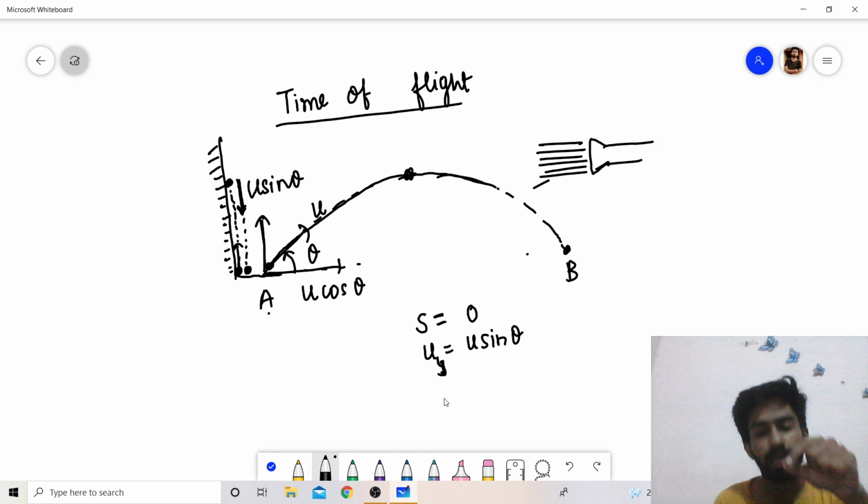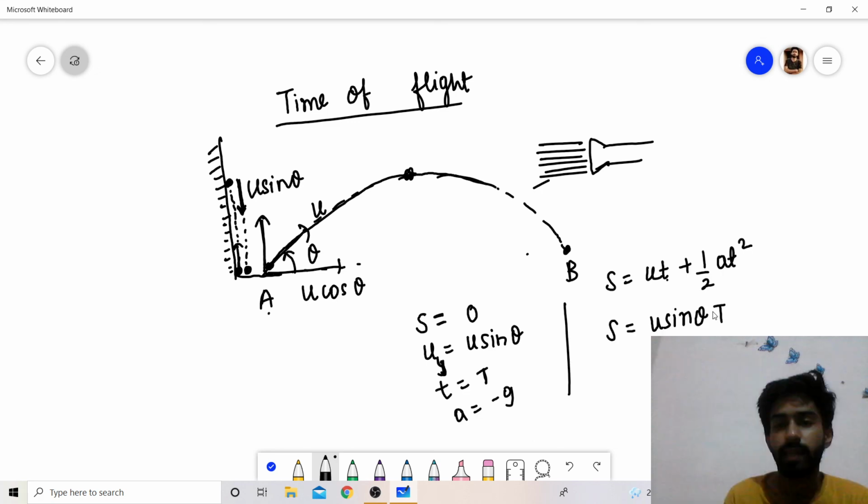So time is equal to the time of flight, that is capital T, and acceleration is equal to minus g. If we have the equation s equals ut plus half at square, then in the place of u we can write u sin theta, in the place of t we can write capital T, in the place of a we can write minus g, and in the place of s we can write 0, right?